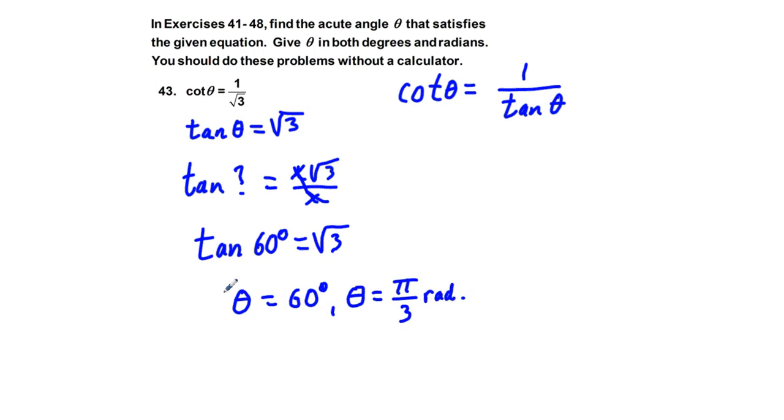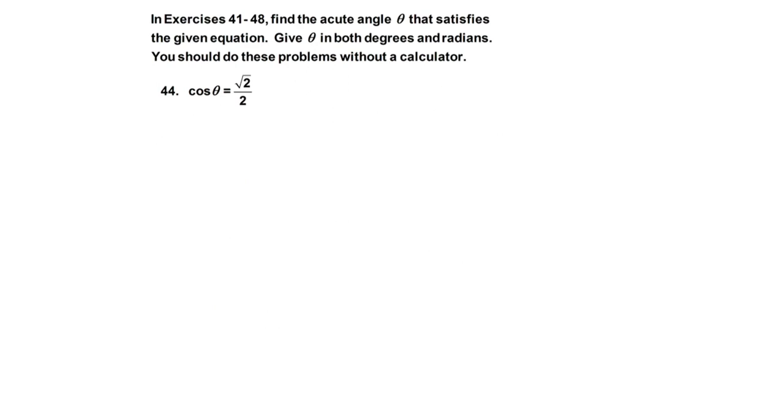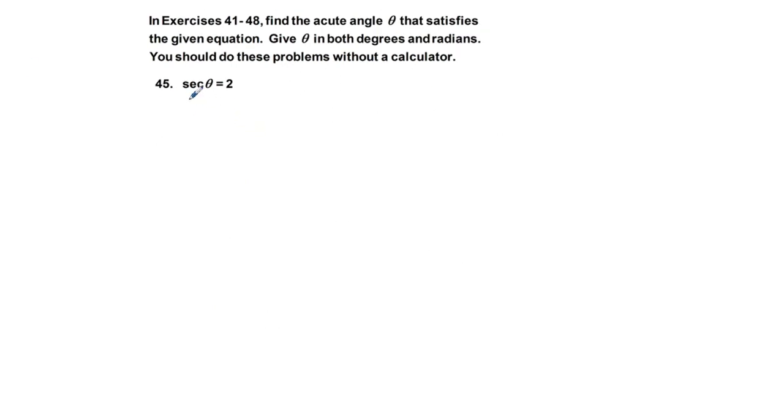Now, usually it's conventional that if you have the radian description in terms of pi, you don't need to put units there, but there we have it. Okay, next, another problem, 45, secant theta equals 2.